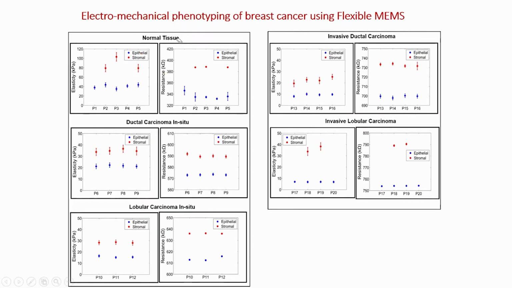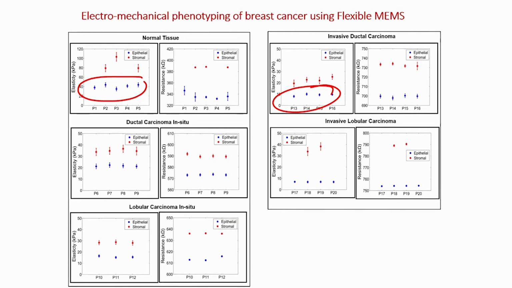So, we can see here now within that normal tissue or within DCIS or within LCIS, we are also measuring the epithelial and stromal lesion. First let us just see epithelial lesion. Epithelial lesion is given by blue color. You can see that normal tissue are somewhere around 40 kilopascal, while the cancerous tissues are around 10 kilopascal.